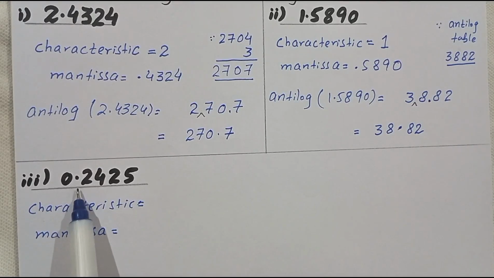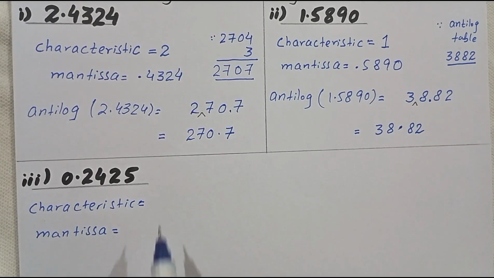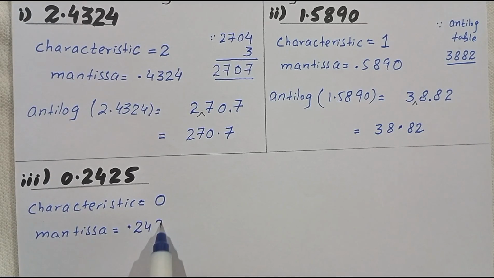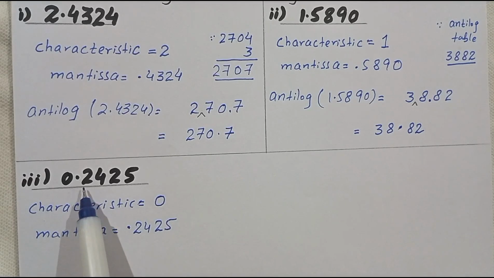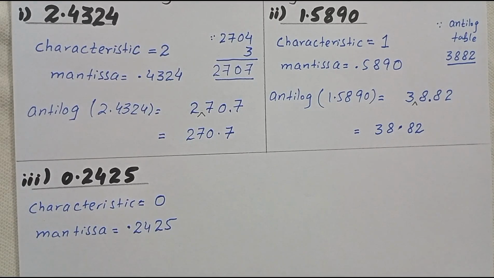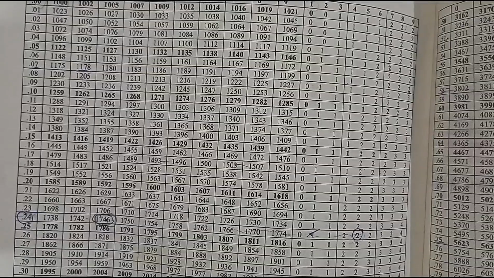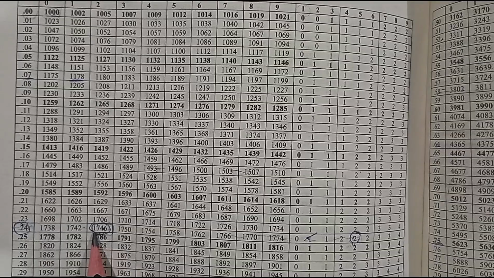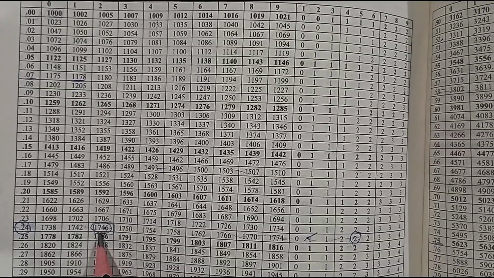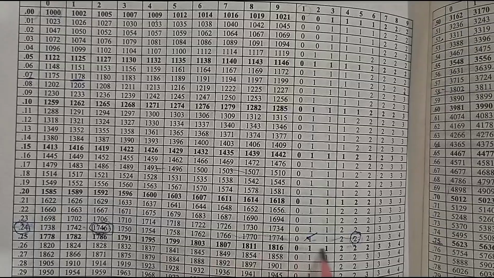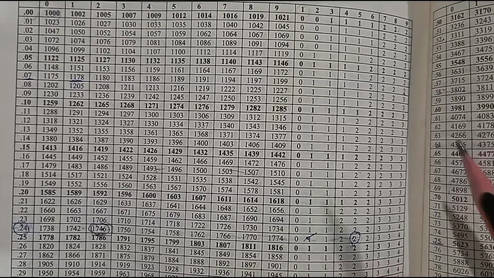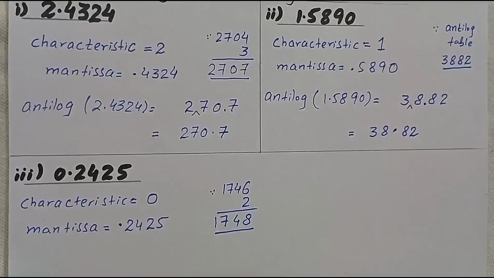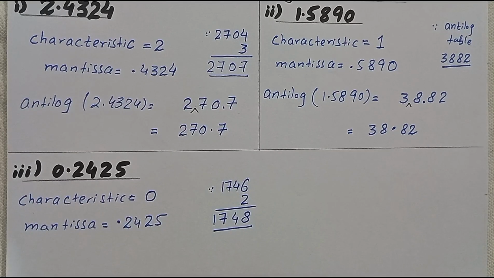In the third part we have to find the antilog of 0.2425. Here the characteristic is 0 and the mantissa is 0.2425. We look up 0.24 and add the value of the 5 column in the antilog table. In the antilog table the value of 0.24 in the second column is 1746, and adding the value of the fifth column, that is 2, this is the value we find in the antilog table.